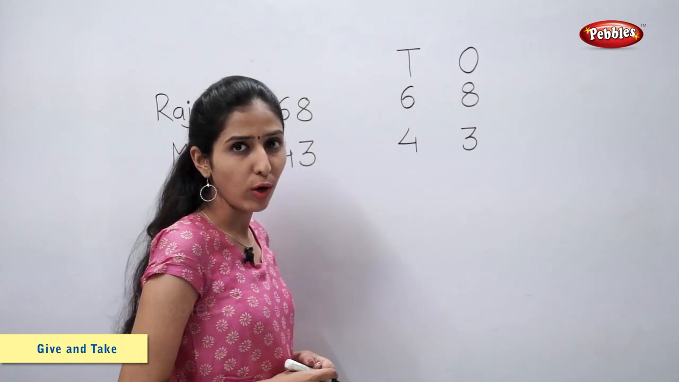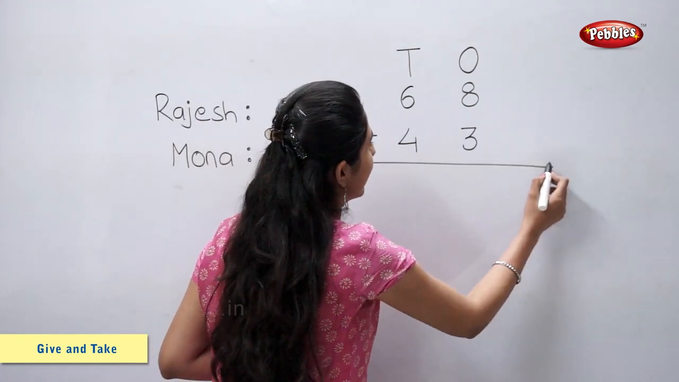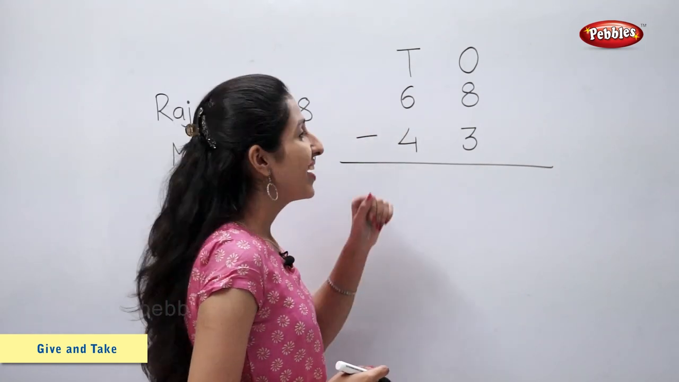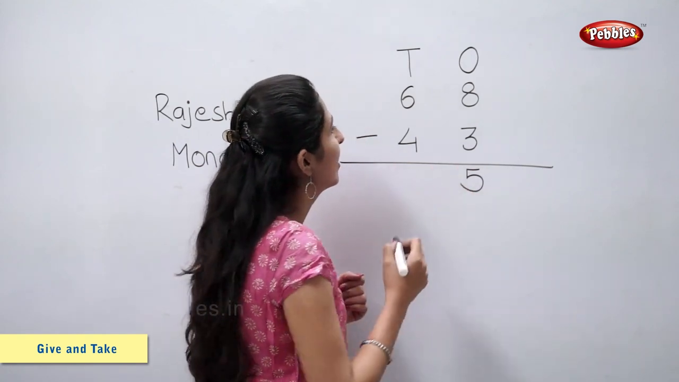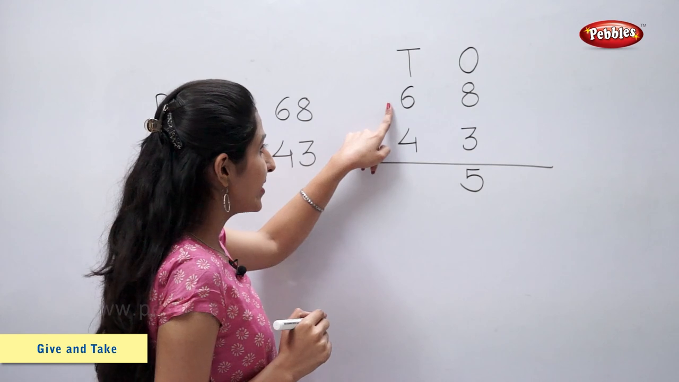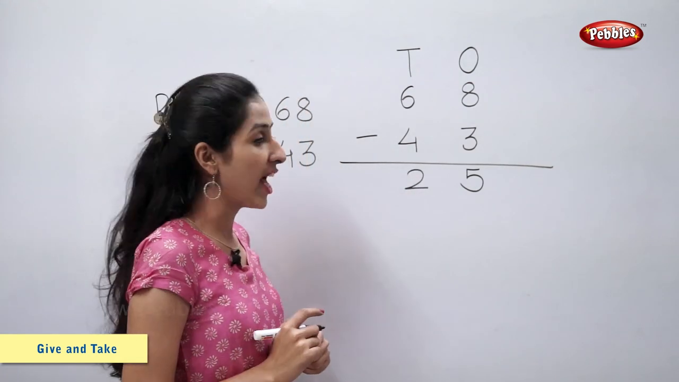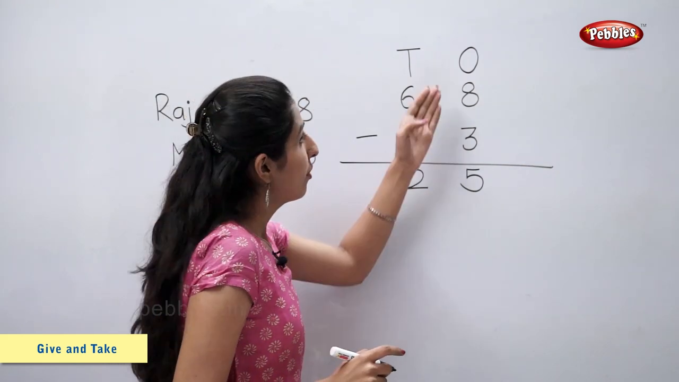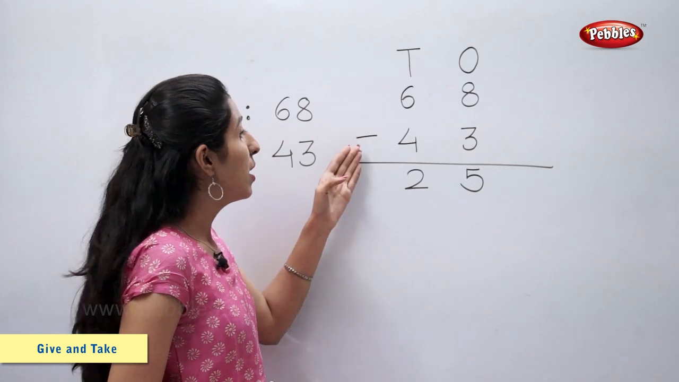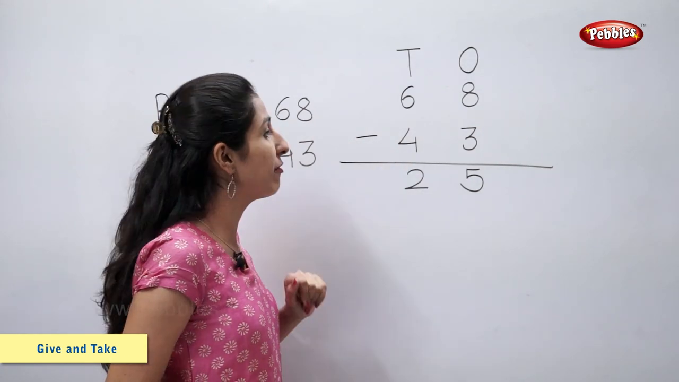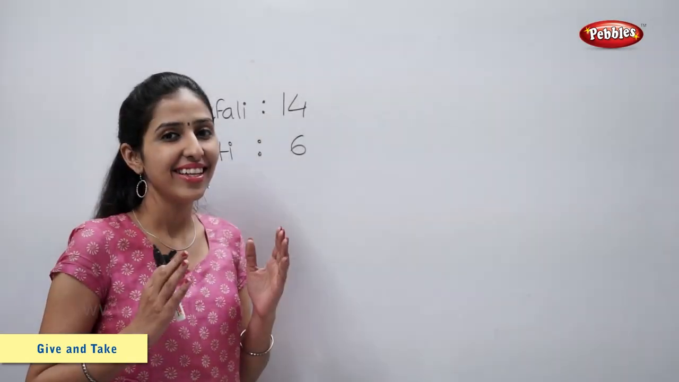3 ones. Now, let's find the number of pearls left with Rajesh. So, let's subtract. Let us subtract ones first. 8 minus 3 is equal to 5. Now, tens. 6 minus 4 is equal to 2. Now we have 2 tens and 5 ones. So, the number is 25. So, 68 minus 43 is equal to 25. So, we can say that now Rajesh is left with 25 pearls. Let's solve this example.